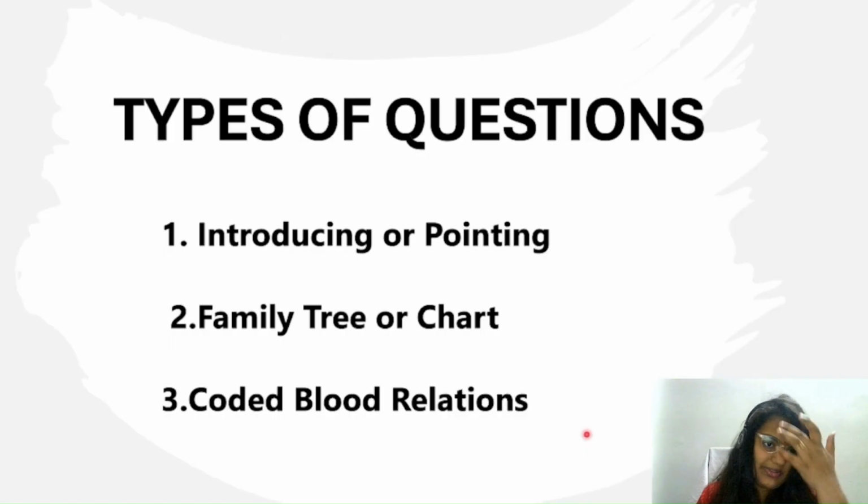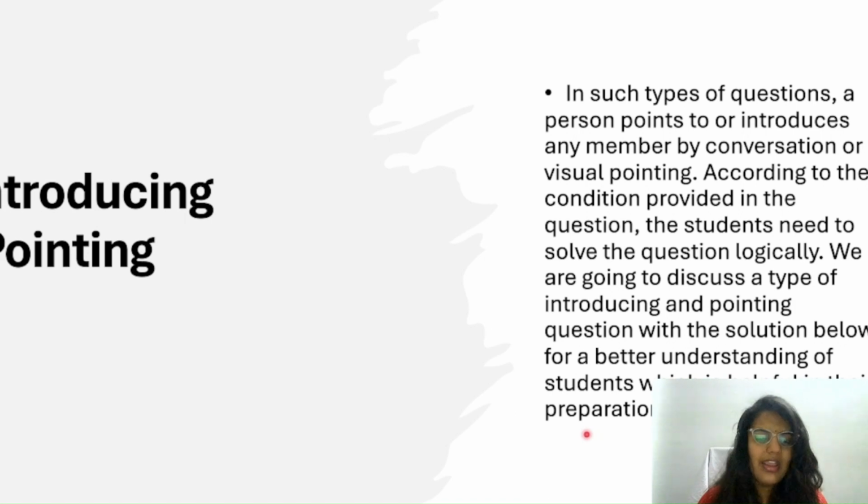Okay, coming to the next part, the type of questions. There are three main types of questions according to the AILET's POV. So let's keep this in mind and know them a little more. Introducing or pointing questions. So a person, a random guy, comes to you and he's like, imagine this in a function. He comes to you and he's like, okay, what is that guy to you? What does that guy's relation to you?